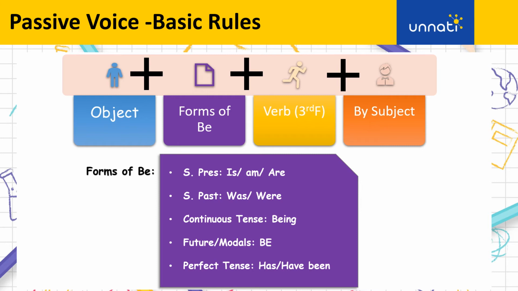Now, what do we understand by forms of the be verb? I told you before as well that there are different forms of the verb be. In simple present tense, it can be is, am, are. Simple past tense, it is was, were. In continuous tense, it becomes being. Future, we use it as just be. And in perfect tense, we say has been, have been. So we'll look at more details to understand better.